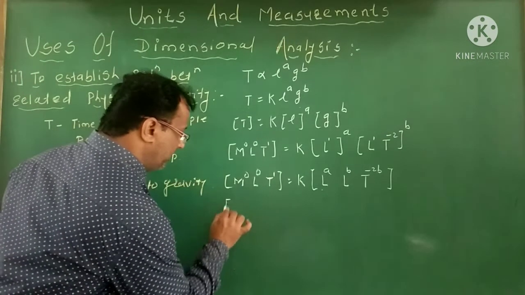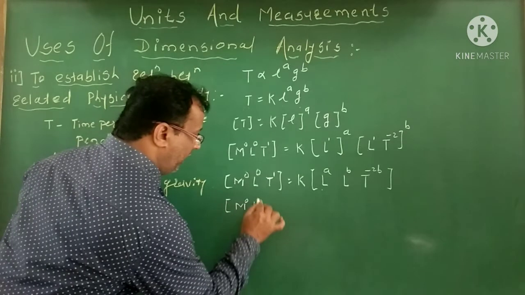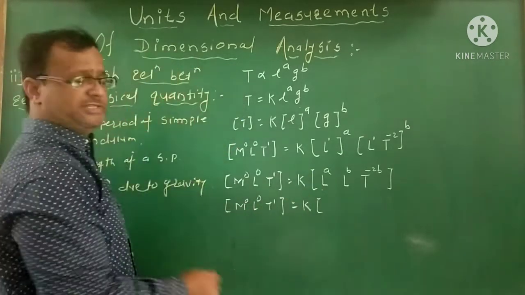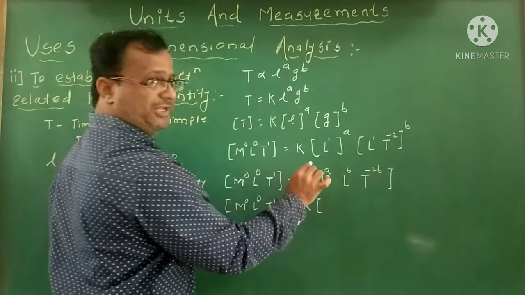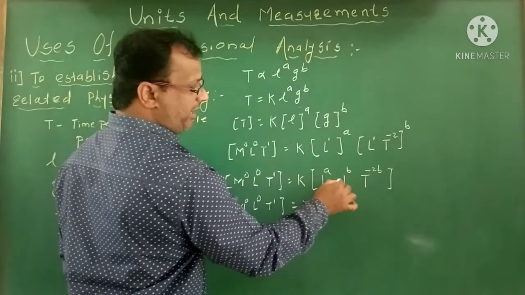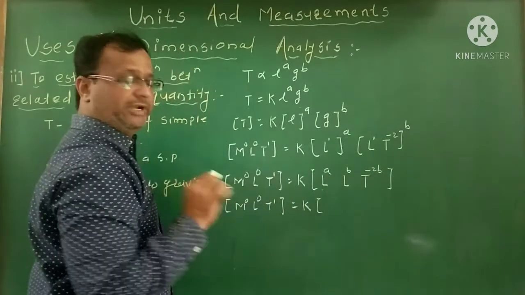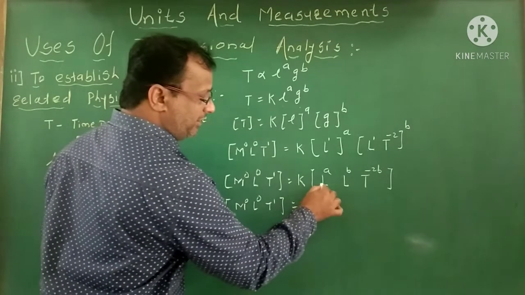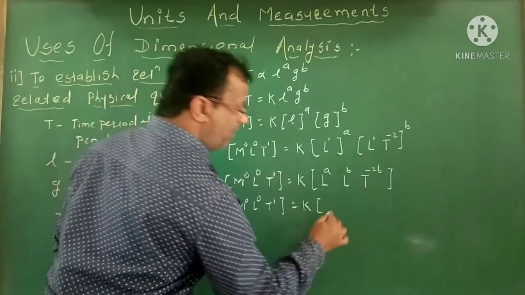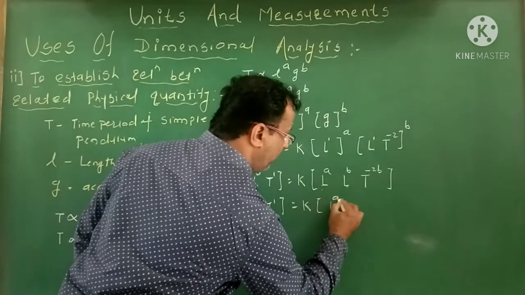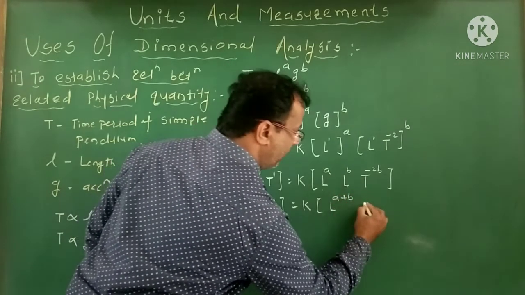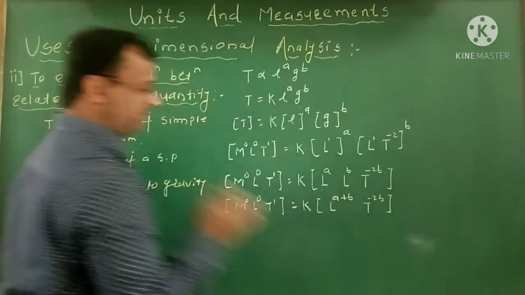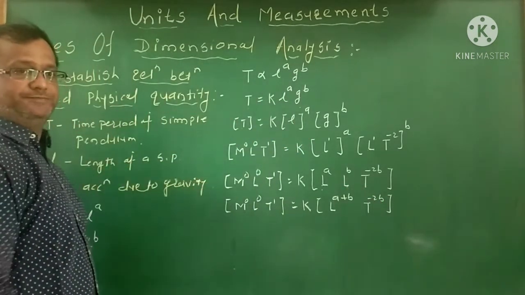So what do we get there? Here M^0 L^0 T^1 is equal to K. And here this will be the multiplication, so we open these two brackets and make simply one square bracket, right? Then finally here, what do we get? Here the base is the same, so add their powers. So what do we get there? L raised to a plus b, and now the second quantity is T. So what do we get there? This minus 2b, right? We get this equation.